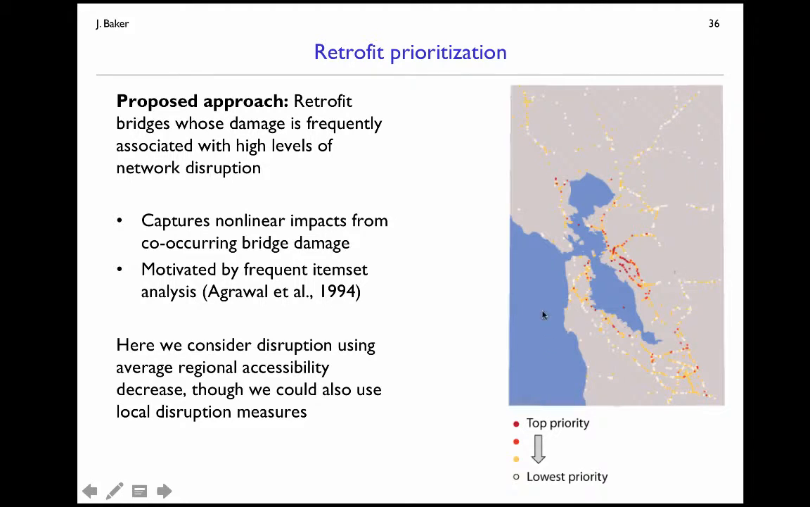So we can see a plot over on the right of the highly targeted bridges using this approach. So this is a lot of the bridges in that Oakland East Bay area. Those are the areas where we kept seeing the red regions in the accessibility loss figures earlier. So that makes sense. We'd want to be retrofitting bridges in the areas that are seeing those big impacts. I'll note here that this figure on the right was produced using average regional accessibility decrease as the network disruption metric, but you could use other disruption metrics with this approach, and that would alter the decisions you were making.